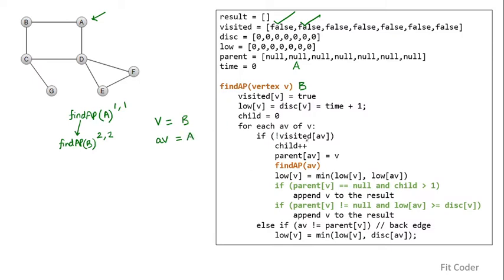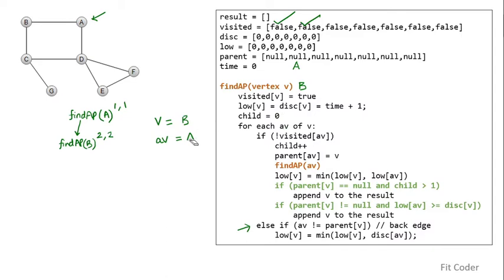A is already visited, so this condition is false. So we go to the else condition. Here we see that if AV is not equal to parent of V. AV is A and parent of V is also A. So this condition does not hold true. So we check the next vertex of B. The next vertex of B is C.